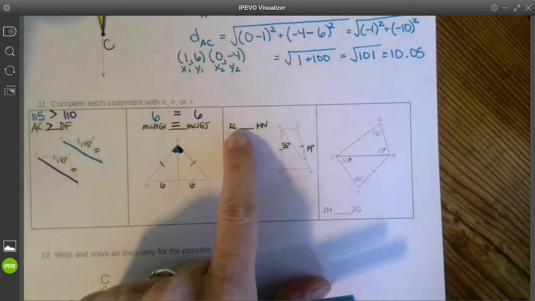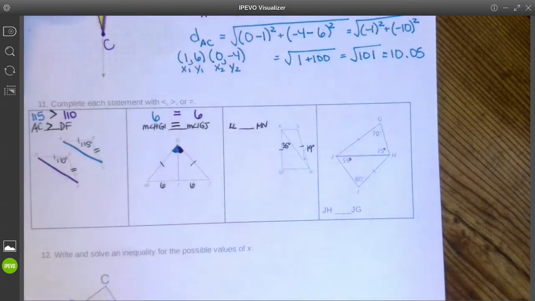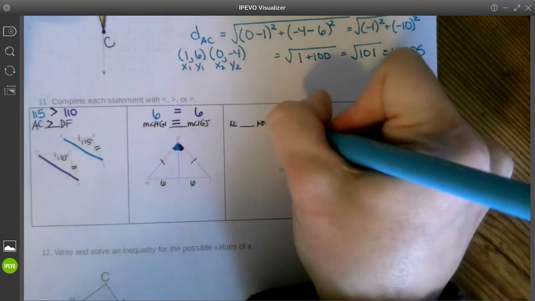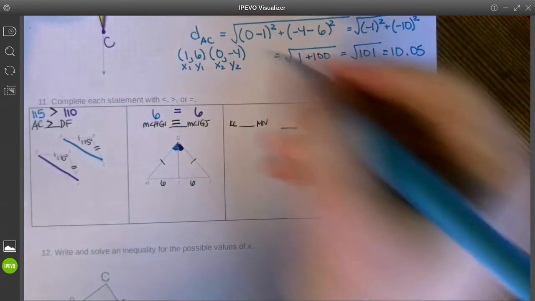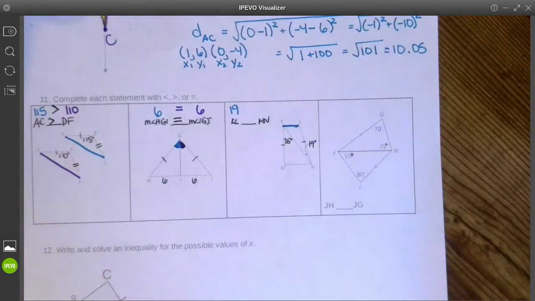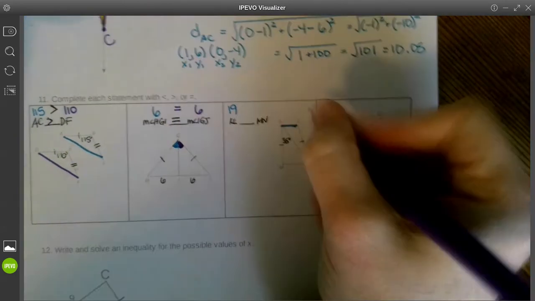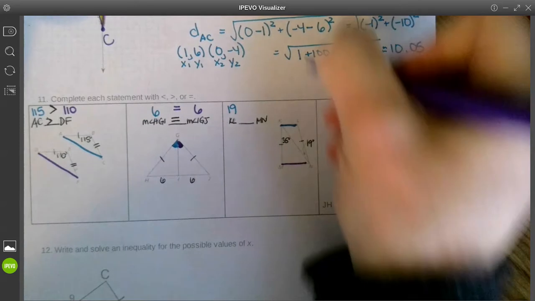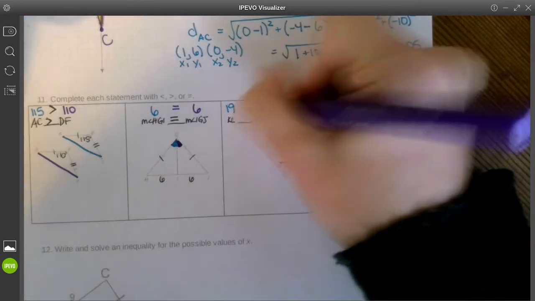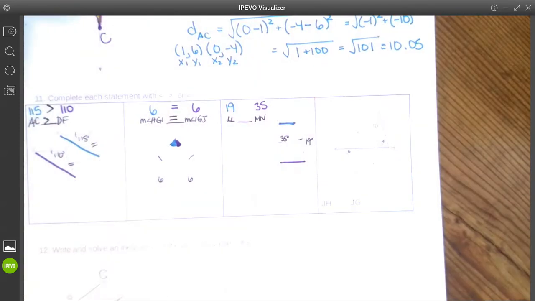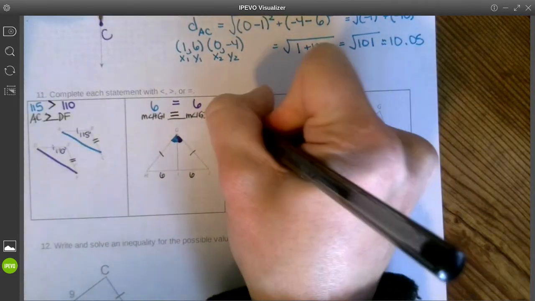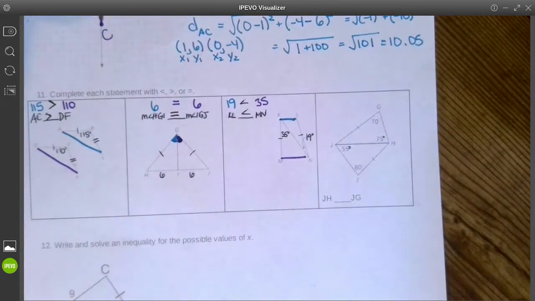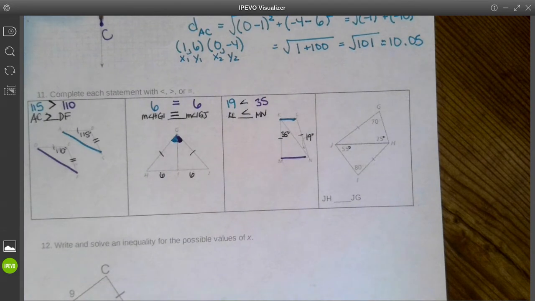In this picture, we're comparing some side lengths. So KL is this side here. It is opposite the 19 degree angle. Side MN is here. It is opposite the 35 degree angle. 19 is less than 35, which means the length of KL is less than the length of MN.